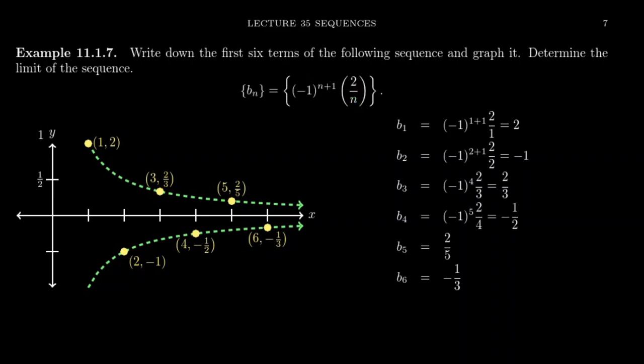So you see this 2, then down to negative 1, then to 2 thirds, then to negative 1 half, then to 2 fifths, down to negative 1 third. Then when we get 2 sevenths, then we're going to get negative 1 fourth. Then we're going to get a positive 2 ninths down to negative 1 fifth. And it kind of will keep on doing this. It jumps above and below, above and below the x-axis. But you can see that as n goes to infinity, this function right here is going to approach 0. The sequence will approach 0.